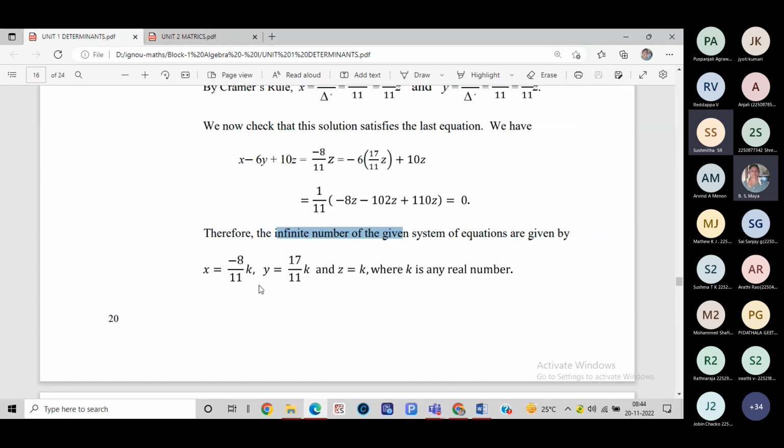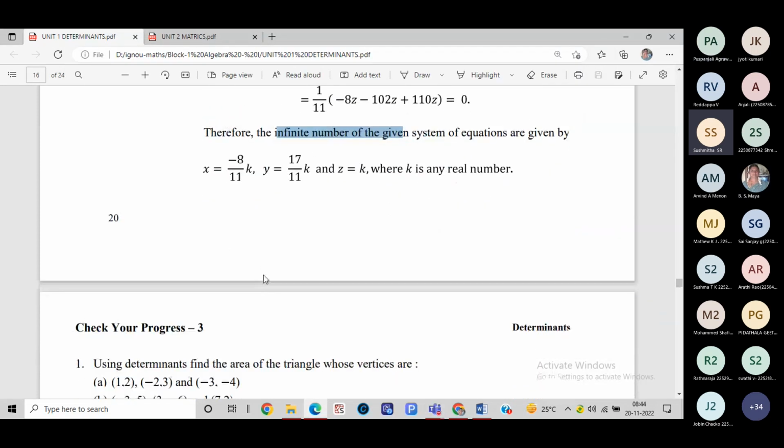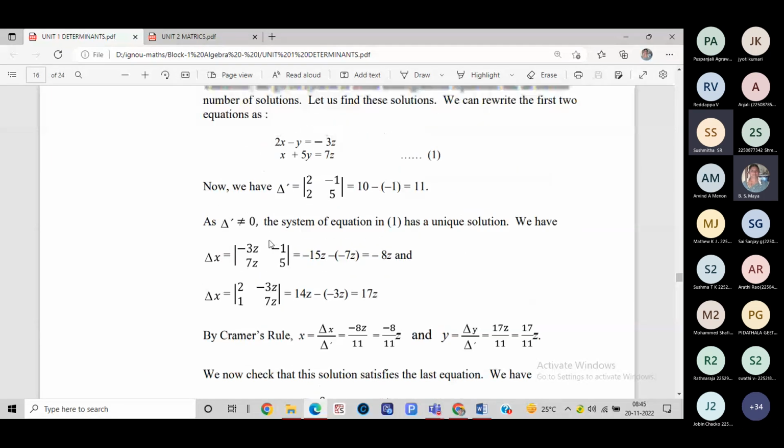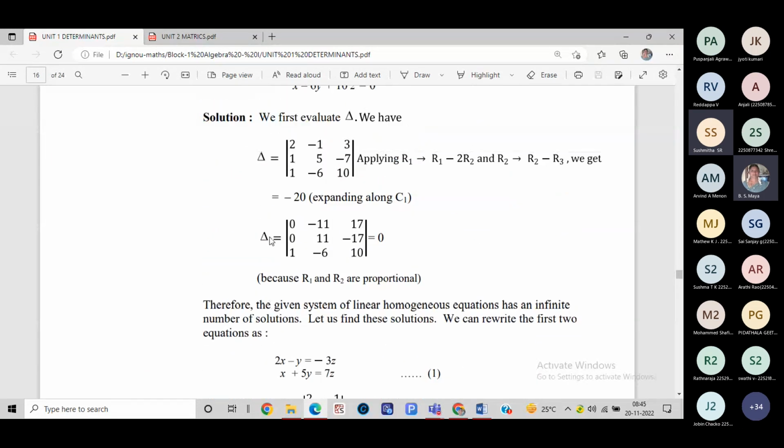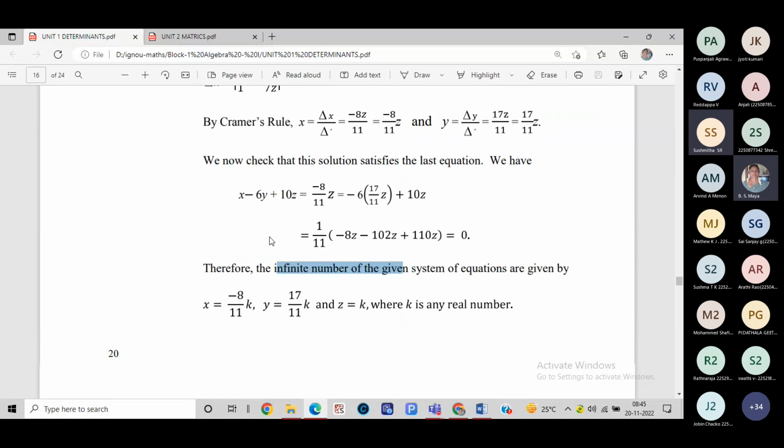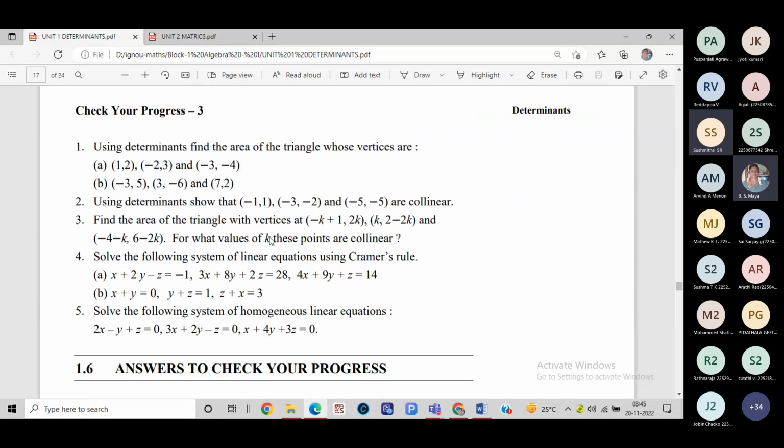Can I continue? Yes, ma'am. Okay. So we did two problems, one on a homogeneous system, another on a non-homogeneous system. I will do this one and end with the linear system of equations.